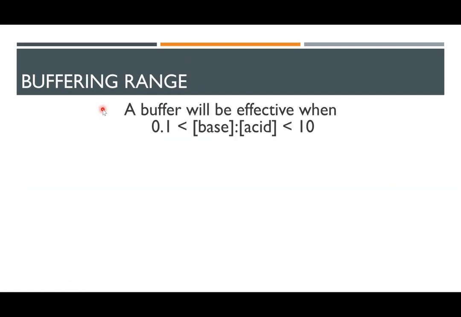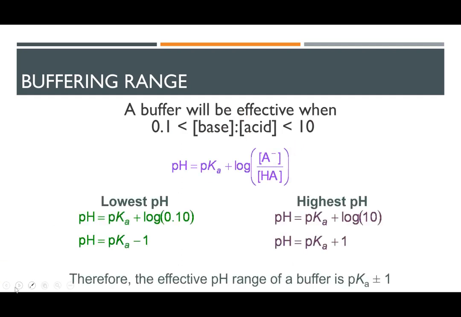Next, we're going to talk about the buffering range. So a buffer will be effective when the ratio of the acid and base is 0.1 to 10. Kind of a weird way to state it. You can verify this, so don't just take my word for it, but you can verify this through calculations. If the buffer is effective between these ratios, essentially what that's saying is the buffer is effective plus or minus 1 of the pKa.